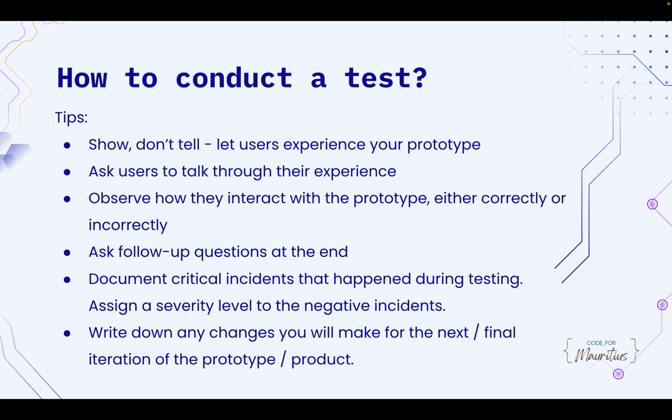Another thing that is really important to do is to document critical incidents that happen during testing. These critical incidents can be positive and would tell you what you're doing well so far, but they can also be negative. And for the negative incidents, it's usually a good idea to assign a severity level, so that later you know what to prioritize on your final prototype.